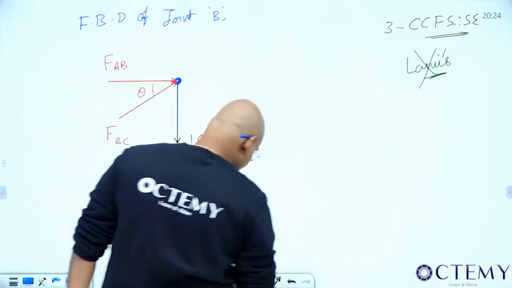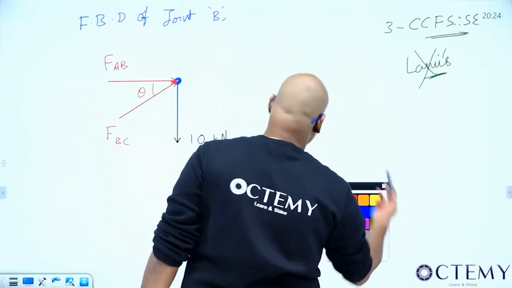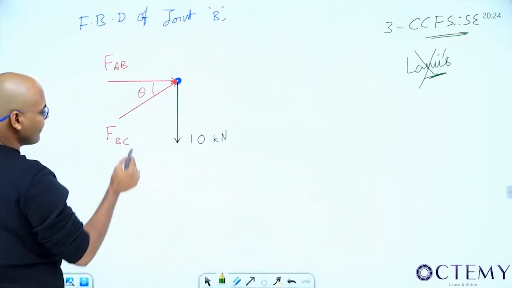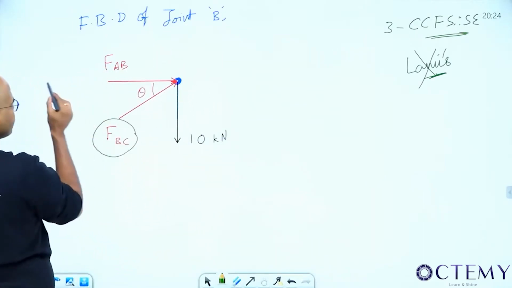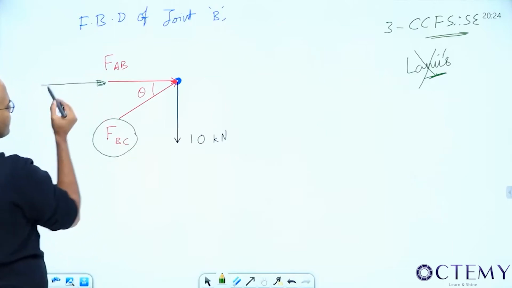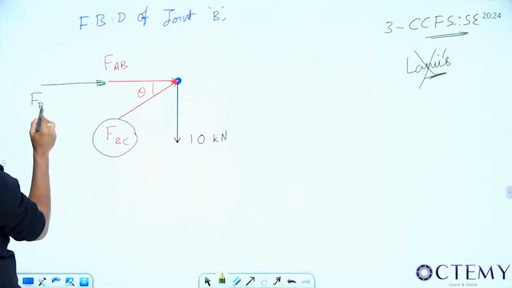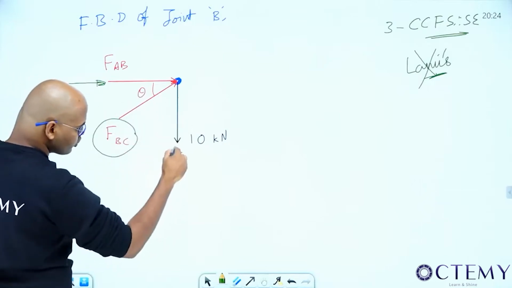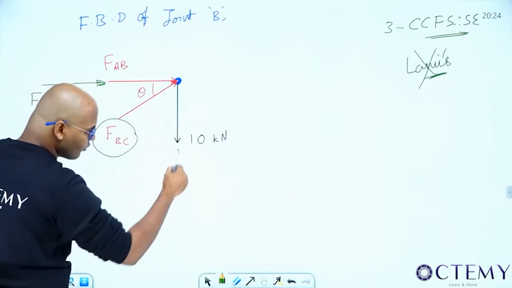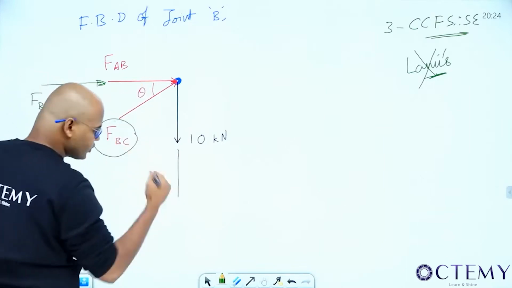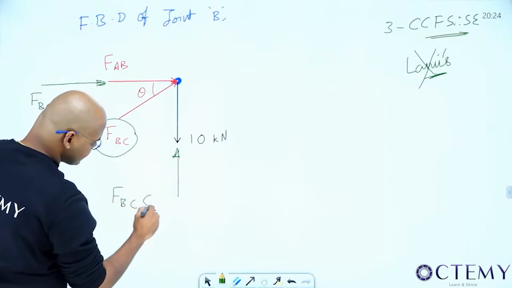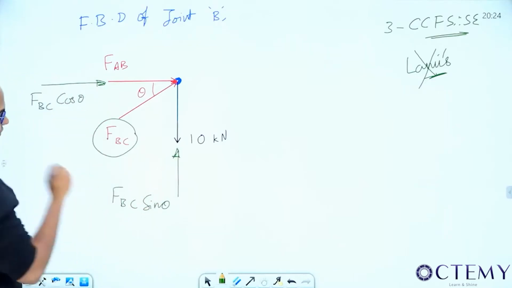Then how to do it? We have static equilibrium equations. This is already in x direction, this is already in y direction. So resolve this. If I resolve, what is this going to be? FBC cos theta, adjacent. This is opposite. So it will be upwards. I have assumed like that. So take it upwards. So FBC sin theta. This is FBC cos theta. This is FBC sin theta.